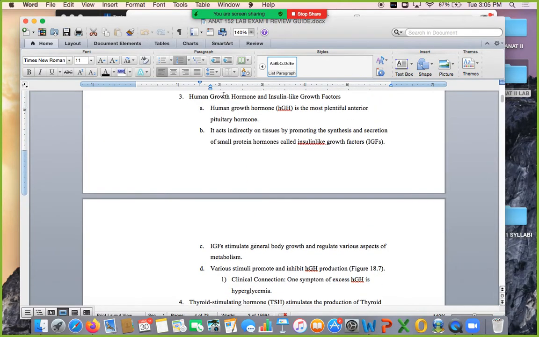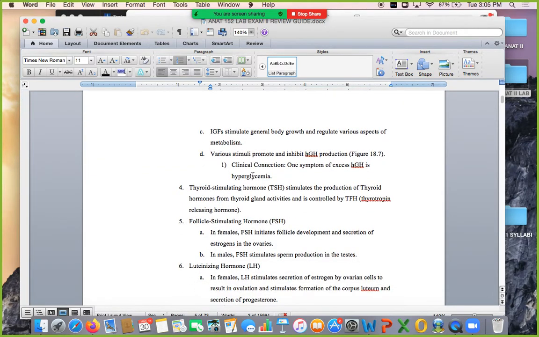We also talked about HGH, which is human growth hormone, and also IGF, which is insulin-like growth factors. These are both going to stimulate growth of the body and regulate metabolism. So HGH is going to act on the tissues by creating IGFs. Then IGFs are going to stimulate body growth. And there are many things that can stimulate or inhibit HGH production.